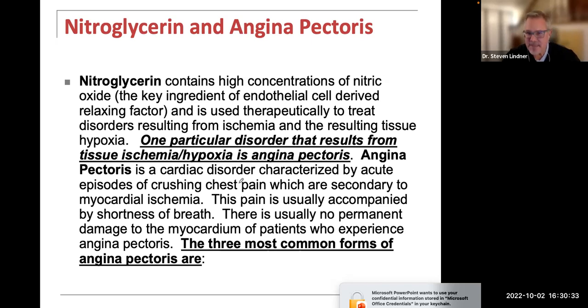And when you have ischemia, that results in hypoxia. So you have decreased oxygenation to tissues. Those tissues are going to die. That's called ischemia. So one of the disorders that results from tissue ischemia or hypoxia is called angina pectoris. It's a cardiac disorder characterized by acute episodes of real crushing chest pain that's secondary to myocardial ischemia. The myocardium, or the muscle of the heart, isn't getting enough blood.